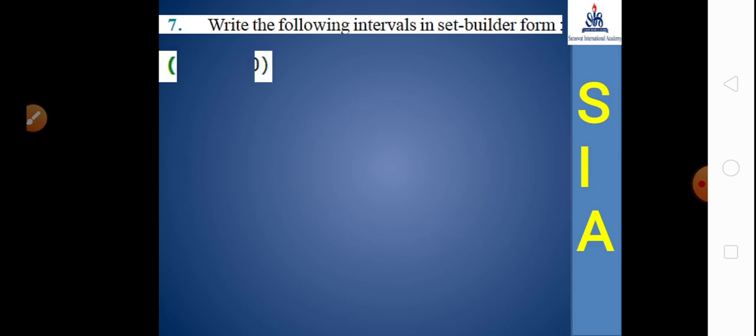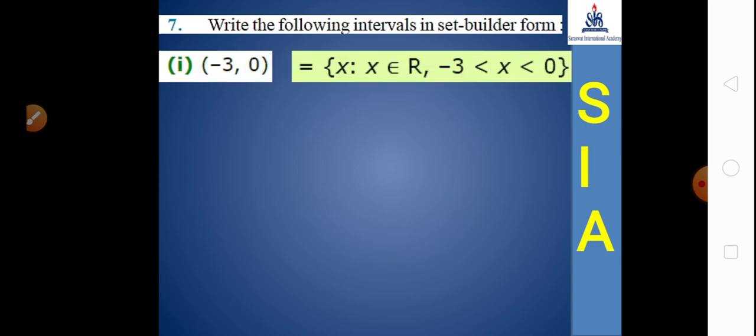Question 7, in the set builder form. Now the interval is given, and you write down the set builder form. So in the given question, minus 3 to 0, both are in open brackets, meaning minus 3 is not counted and 0 is not counted. So I write minus 3 less than x less than 0.